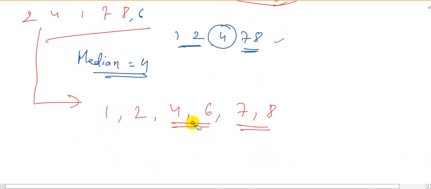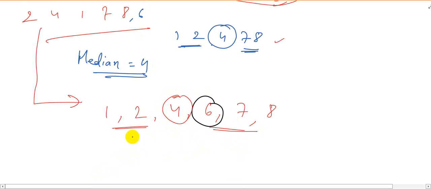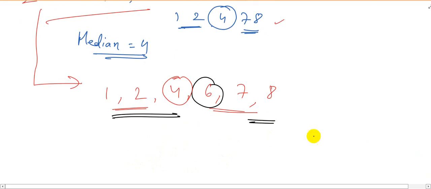So if we want to find one number which can be considered as the middle value, it's not possible, because if we take 4 as the middle value, then there are 2 values on one side and 3 values on the other, right? And if we take 6 as our middle value, then again the story will repeat, that on the left there would be 3 and on the right there would be 2. So what we do is that we take both of these values, and then we are left with 2 on the left and 2 on the right.